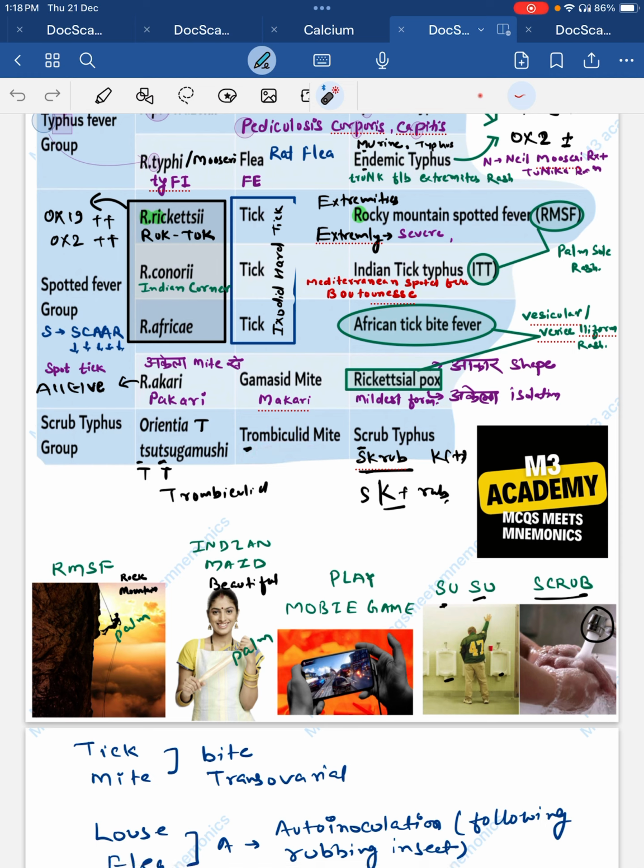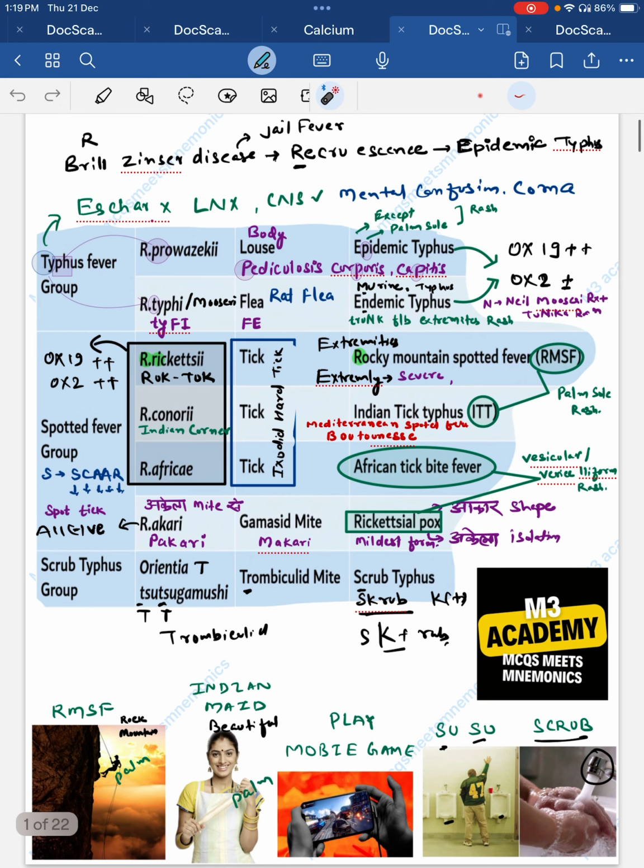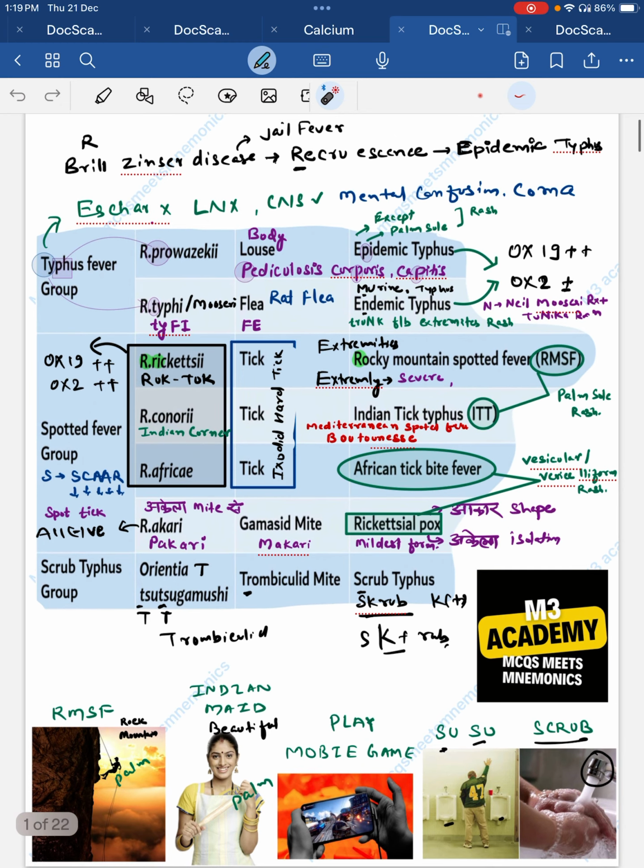And what is the status of the Weil-Felix reaction? Read scrub like SKRUB. K for OXK, positive in scrub typhus. Is that clear? So we have covered this Rickettsia table in one shot. The mildest form of Rickettsia is rickettsialpox, only the skin lesion. So the mildest form of Rickettsia is the pox. Is that clear?